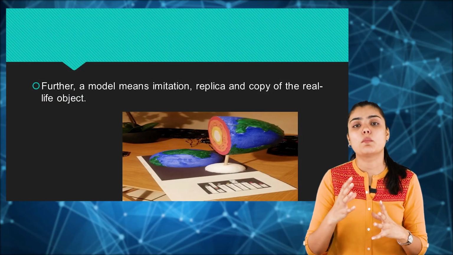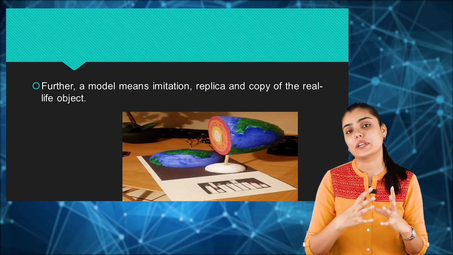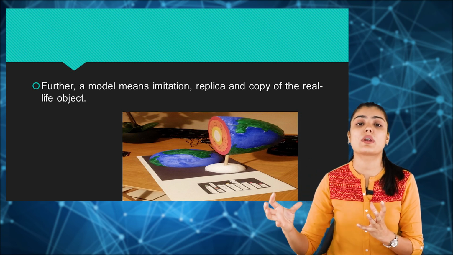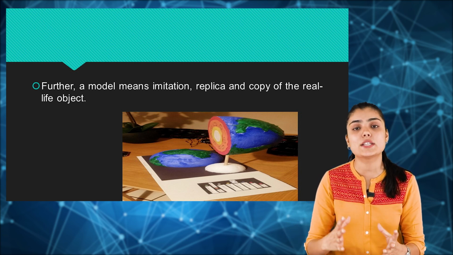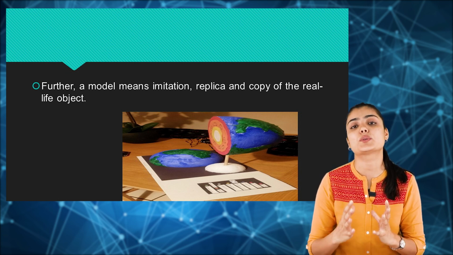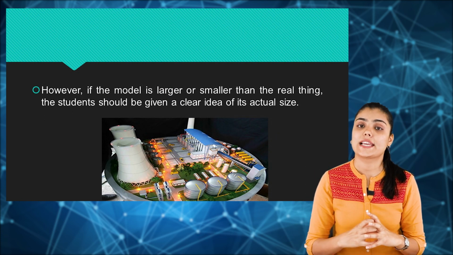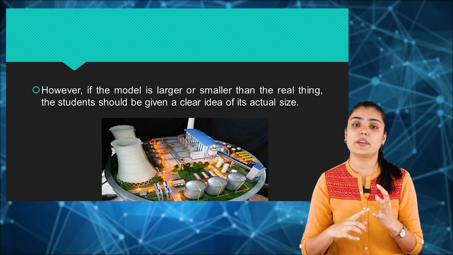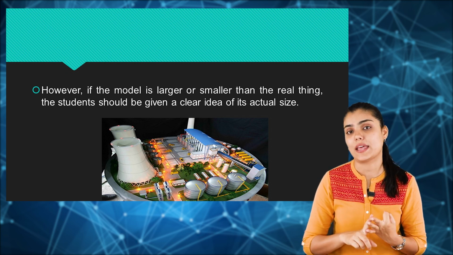A model means an imitation or a replica of the real object. So a model is an effort of an individual to represent the real object with three different dimensions. It can be the same size as the real object, it can be larger than the real object, or it can also be smaller than the real object. An oversized model or a smaller size model than the real object is used for the teaching learning process.